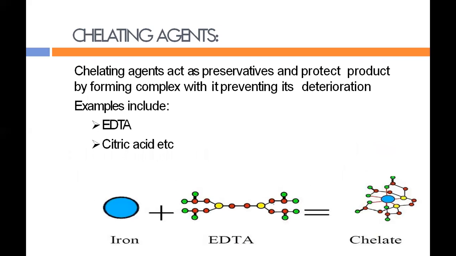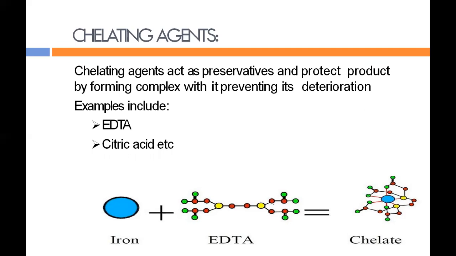After this, there is the last category, chelating agents. You have used citric acid as a chelating agent preservative in tannic acid glycerine. Tannic acid was susceptible to oxidation, and to prevent any metallic impurity from triggering the oxidation, you add a chelating agent. So most chelating agents act as preservatives and protect the product by forming complexes with metals and preventing its deterioration. Examples are EDTA and citric acid. EDTA and citric acid are the most widely used chelating agents.